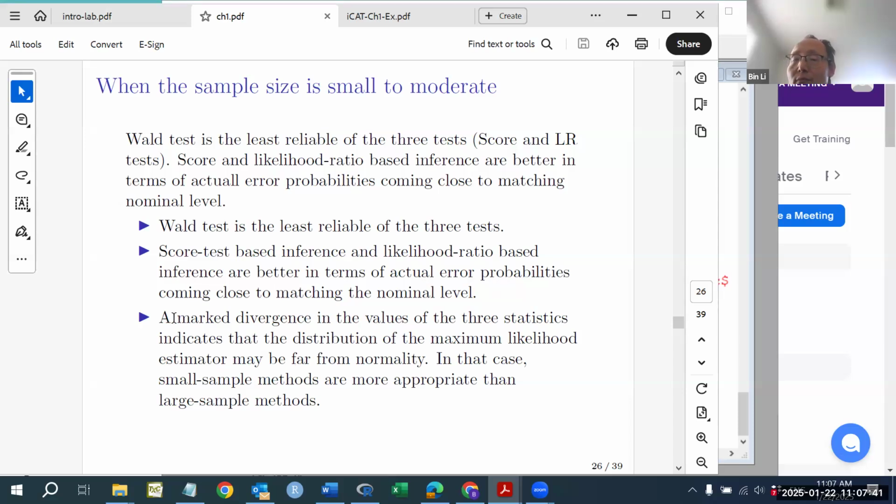Okay, and if we find a big difference among these 3 tests, that's actually a warning to tell you that the distribution of the MLEs may be far from normal. So the normal approximation doesn't work well, and we should probably use the small sample methods.